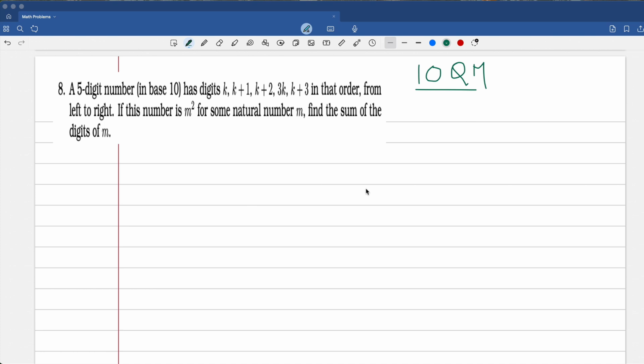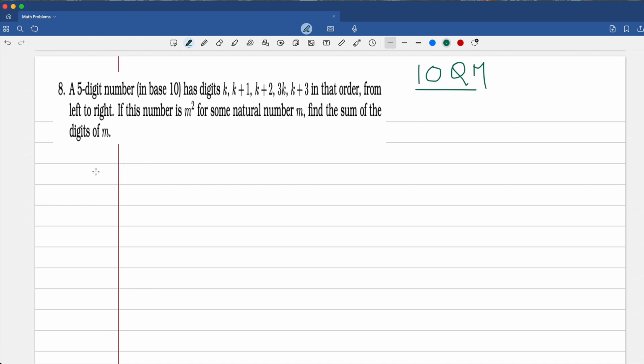Now, when you look at even the question, it says k, k plus 1, k plus 2. It's kind of similar. It has a pattern, except that the 4th digit, the tens digit of the number, breaks the pattern. It has 3k. That's where you begin. That's the clue that you're looking for.